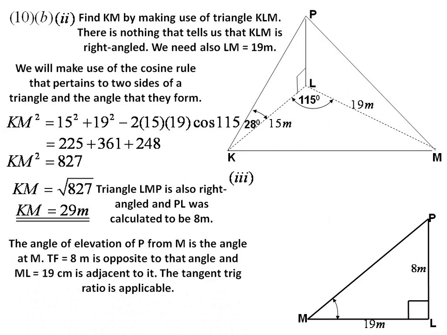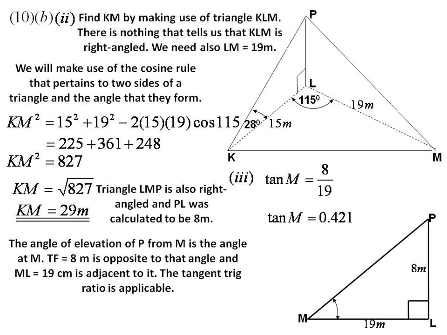So the angle of elevation of P from M is the angle at M because it is taken from M. PL, which is equal to 8 meters, is opposite to the angle, and ML is 19 meters. So ML is 19 meters, and here we have 8 meters. What do we have? Relative to this angle, we have two sides. This one is opposite to the angle, and this one is adjacent. Opposite and adjacent implies tangent, and of course, tangent is equal to opposite over adjacent.